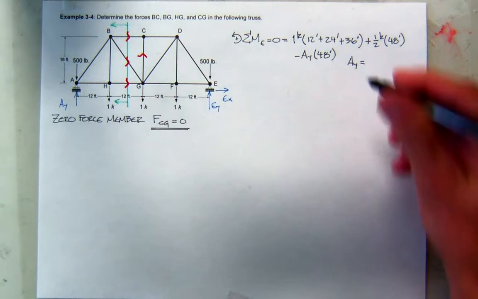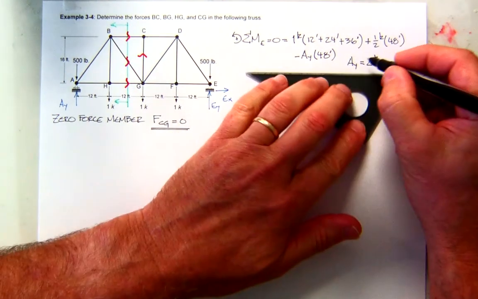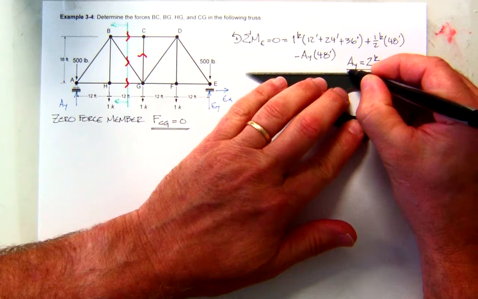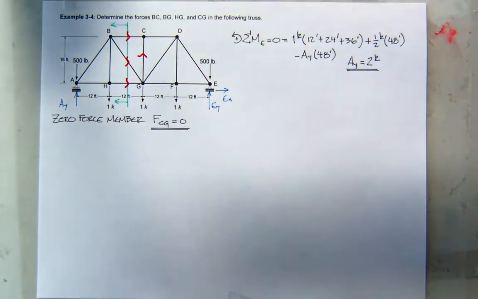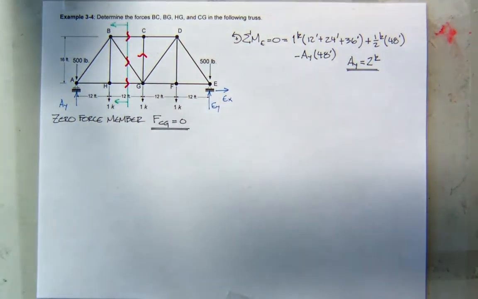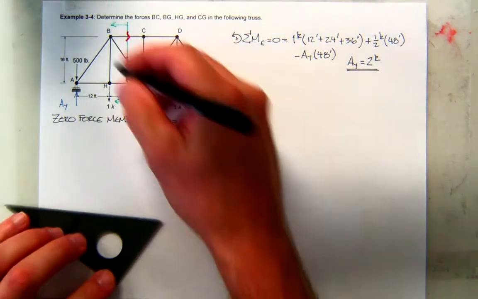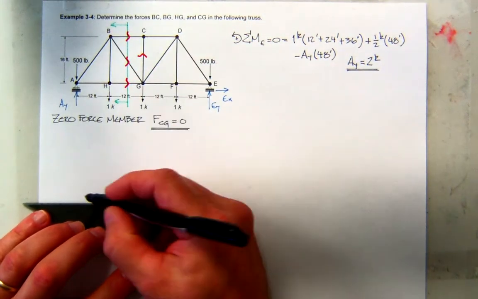Two kips? That's all I need. Obviously, you can find EY and EX now, but I don't need them. So just to make you see this easier, I'm going to redraw this part of this structure.